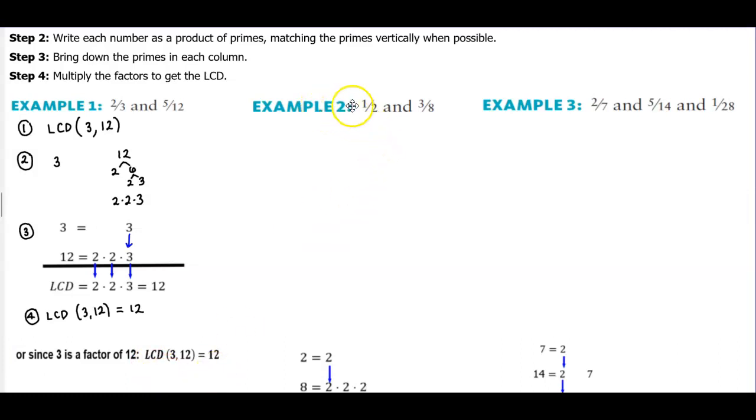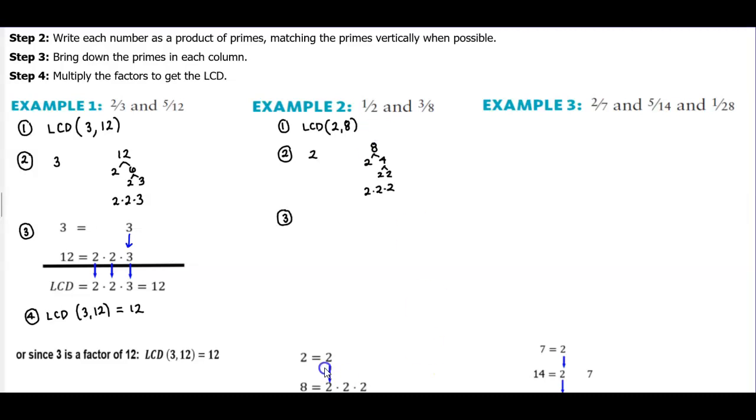Okay, now let's take a look at example 2, 1/2 and 3/8. So again, the first thing is that we want to find the LCD between 2 and 8. Okay, now we should already be able to see what the LCD is just from here. Is 2 a factor of 8? You would say yes. So we should get an LCD of 8. But let's just break this down into prime form. Okay, we know that 2 is already in prime form. And we know the prime factorization of 8 is 2 times 2 times 2.